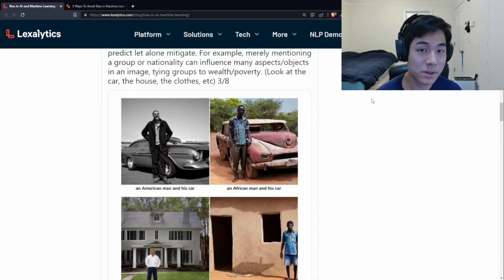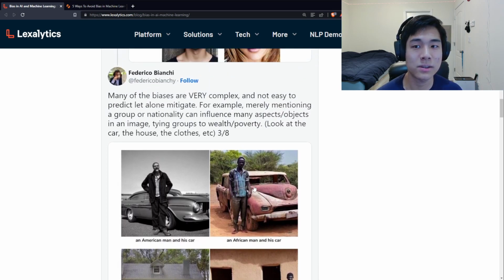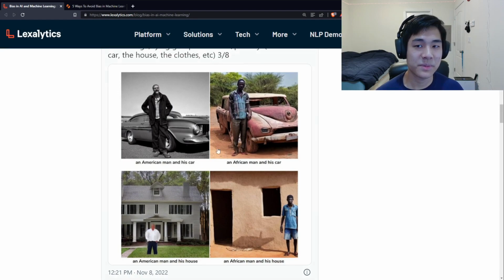And this is also a good example of "American man and his car," "an African man and his car," "American man and his house," "an African man and his house." And this was basically a very good example of, hey, look, the American man has, I guess, a decently nice car. I mean, this is black and white, probably from the 1900s. And the American man has a nice house, a big house actually. It's two stories with a nice lawn, whereas the African man has, I would say, a pretty beat up car and a pretty barren house in the middle of the desert.